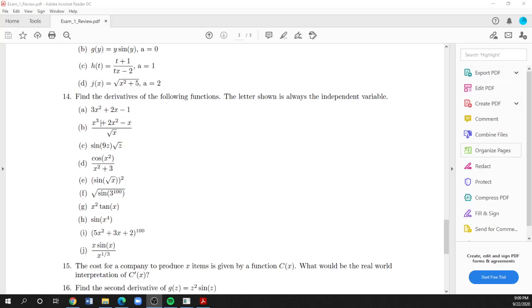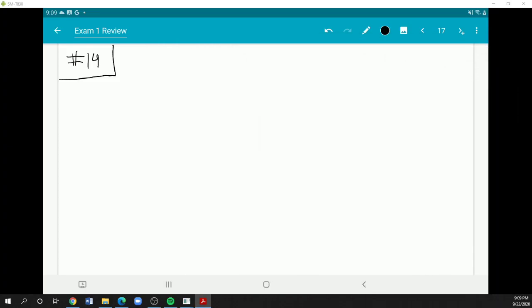Okay, problem number 14. It gives us a whole slew of things to find a derivative of. And this is going to be excellent practice, and we're going to use these ideas for the rest of the semester. So it's good to make sure that we know them. Let's go ahead and get started. So first, a review routine.